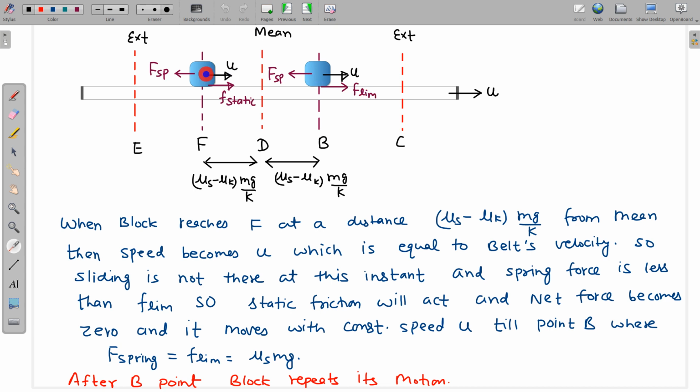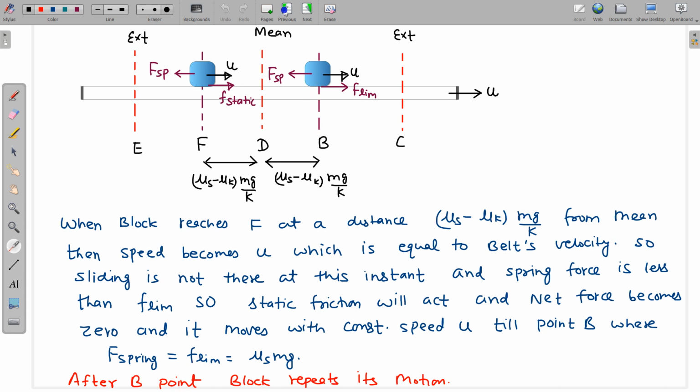Okay, so from this F to B it will move with the constant velocity u, and after this, it has reached the limiting friction force, so now it cannot increase further. So now we can see that it will repeat its motion now.